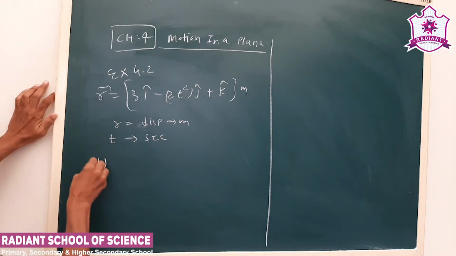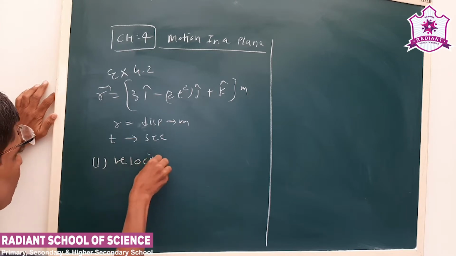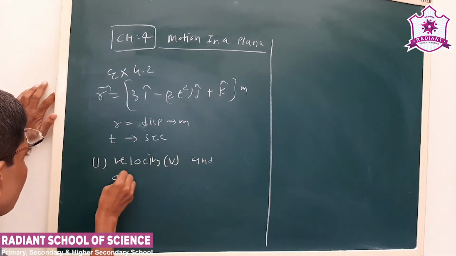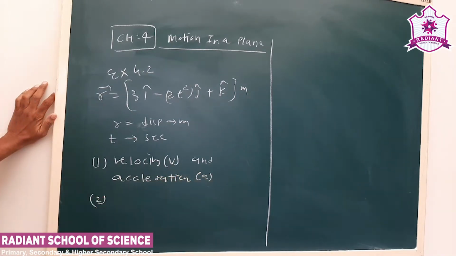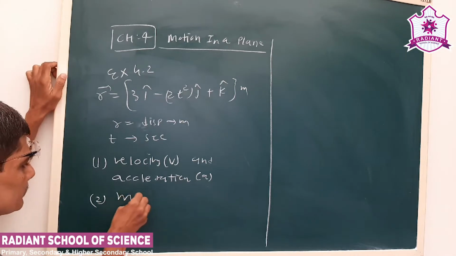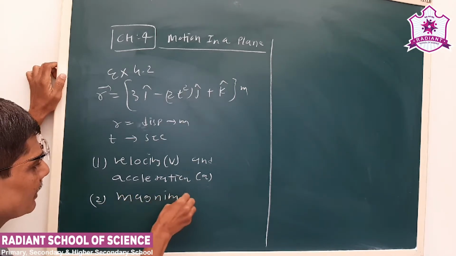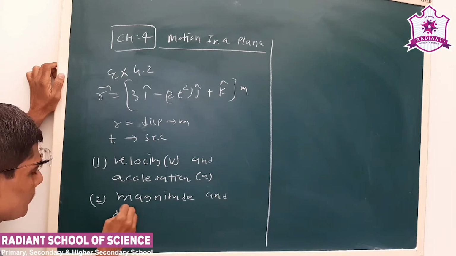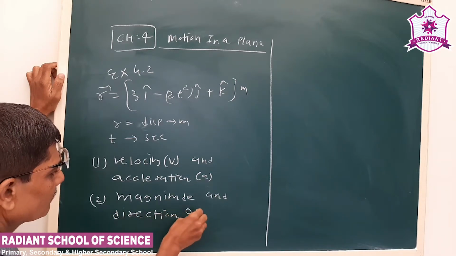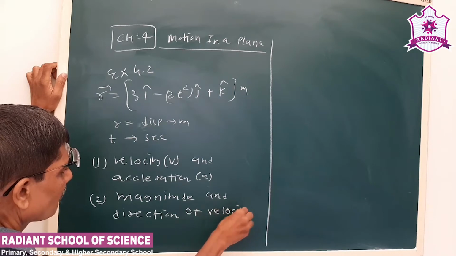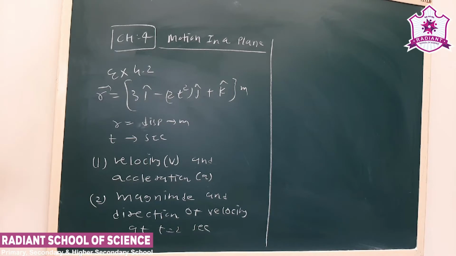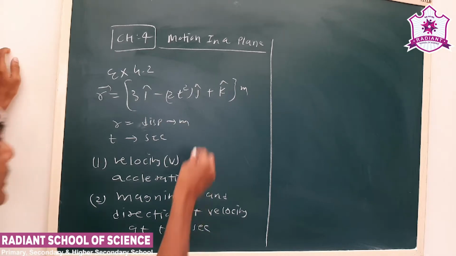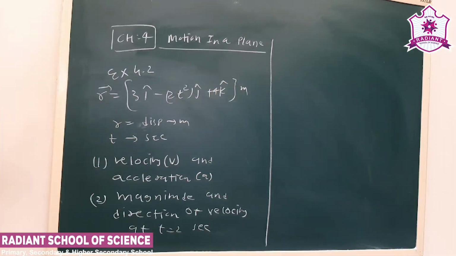First, velocity v and acceleration a. And the second part, we have to find out the magnitude and direction of velocity at t is equal to 2 seconds. Here r is the position vector, that is 3t i caret minus 2t square j caret plus 4k caret. We have to find out velocity and acceleration.